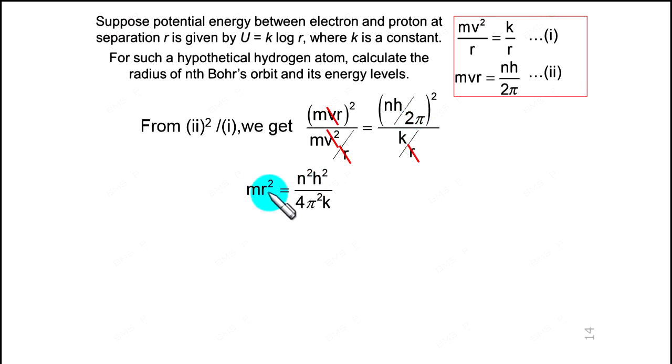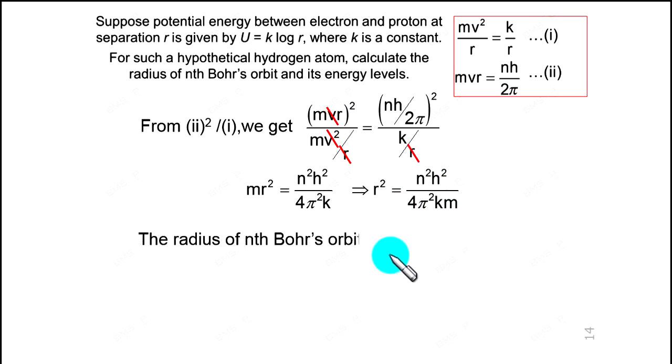That means we can find the value of r square, and this r square equals n square h square divided by 4 pi square k multiplied by m. Now we can find the radius of the nth Bohr orbit by taking the square root of this value, right? This is the r value. This is the radius of Bohr's nth orbit, right?